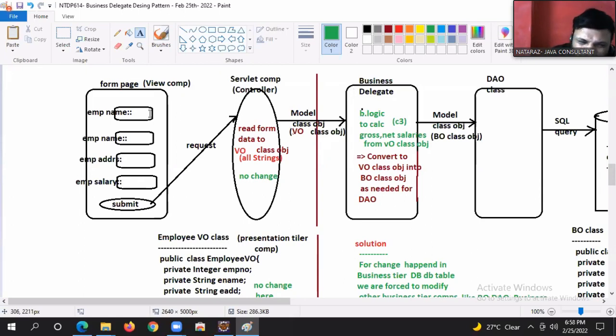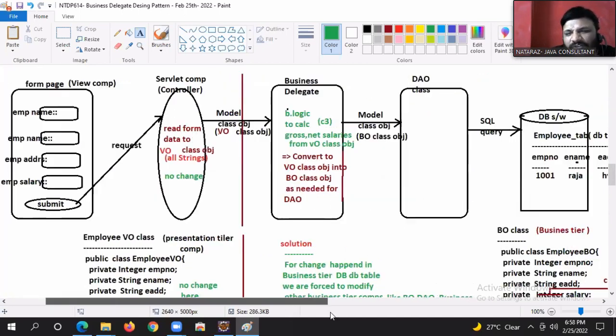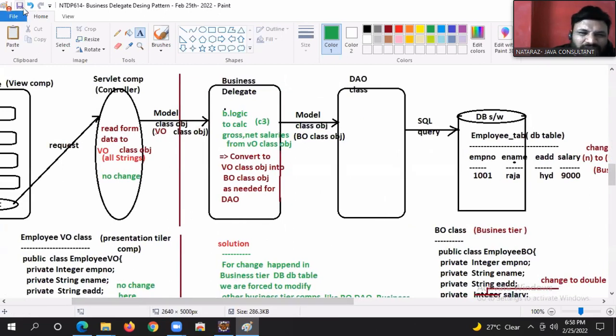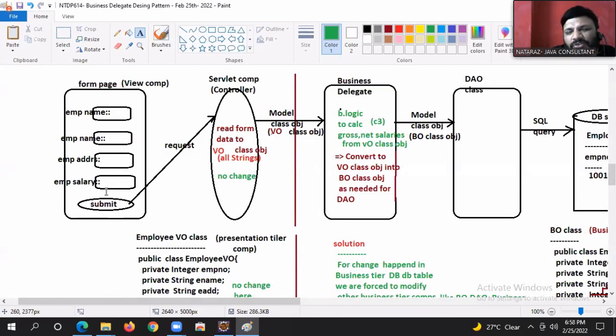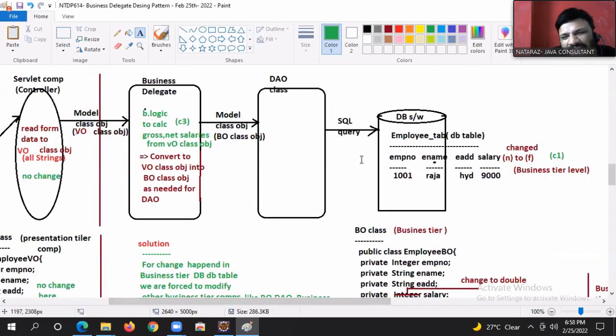Am I going to disturb anything of the presentation tier? Even if the way you want to take input changed, no problem, no disturbance to the presentation tier. Everything happens in the business tier only. Database column type changed, text box intention of collecting value changed. Am I going to disturb VO class code, servlet code? No. That's why the VO class is perfect. This is the real use case of VO class, guys.